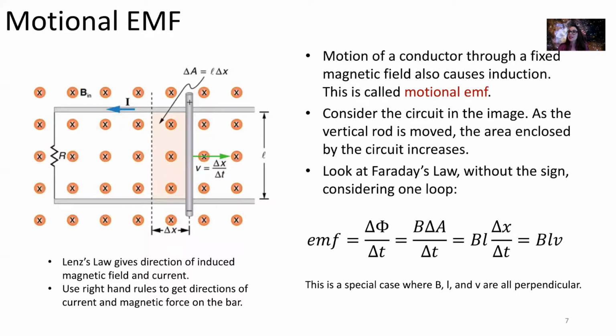Now, the motion of a conductor through a fixed magnetic field also causes induction. This kind of induction is called motional EMF. So we're going to consider this circuit and this image here.